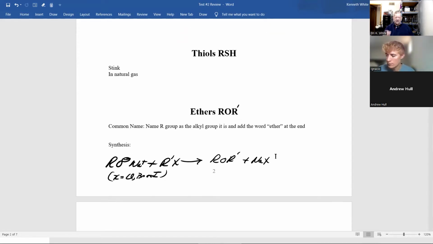Next, I talked about ethers, ROR prime. And I didn't ask you to learn IUPAC. Common name: name each R group as an alkyl group and add the word ether at the end.